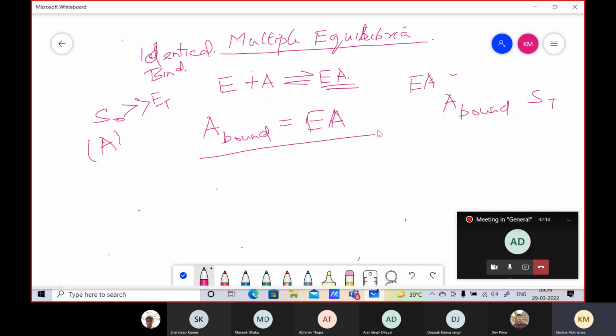So what is A bound equal to? Deliberately I'm writing A instead of S so that it does not create confusion, because with S we make an assumption which we don't want to make here. So what is A bound equal to? EA. In the same way, EA is just the fractional saturation times the total amount. So it is equal to E naught A upon KD plus A. Are you following this? KD plus A.